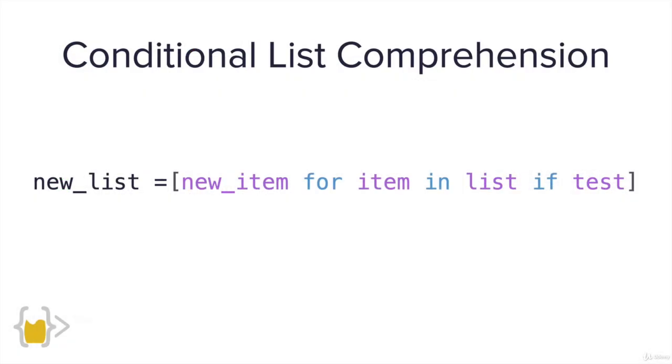Now, the final thing I want to show you regarding list comprehensions is that there's also such a thing as a conditional list comprehension. This takes our keywords a little bit further, whereas previously we stopped right here. New item for item in list, we can also tag on 2 more keywords, if and a test. What this is going to allow us to do is to only add this new item and only to perform this code if the test actually passes.